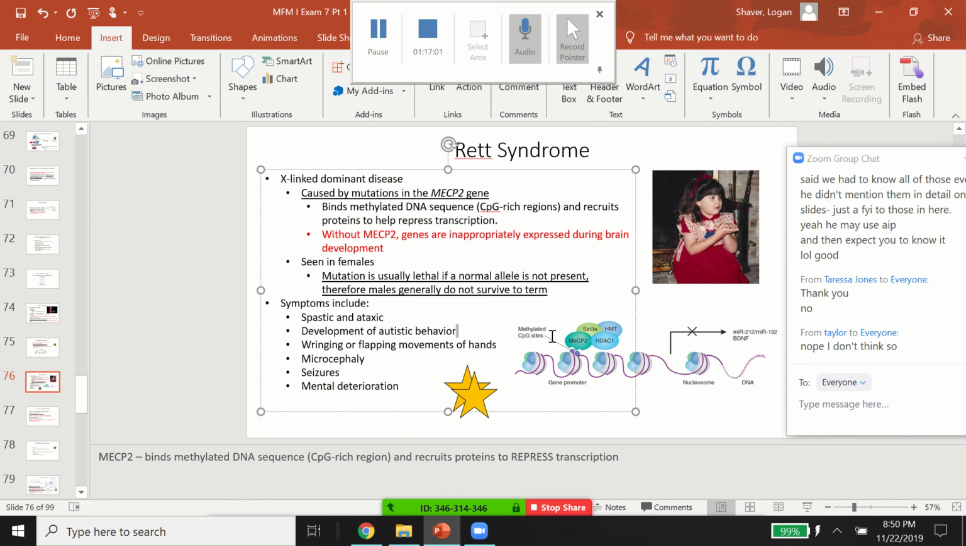The things that stand out for me are wringing or flapping movement of hands. I think they may have actually said that on ours. Maybe the seizures and the spastic ataxia, because that stuff kind of mixed together in my mind. So maybe keep those in mind. But of course, any of them could be included. But yeah, so know that this is MECP2 associated, Rett syndrome, X-linked dominant, and some of the symptoms.